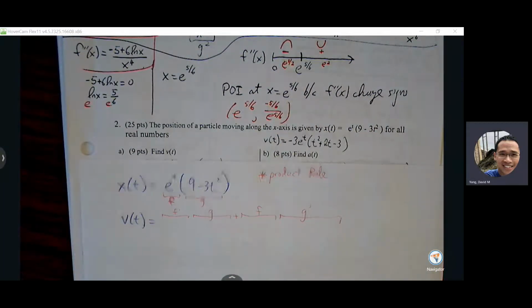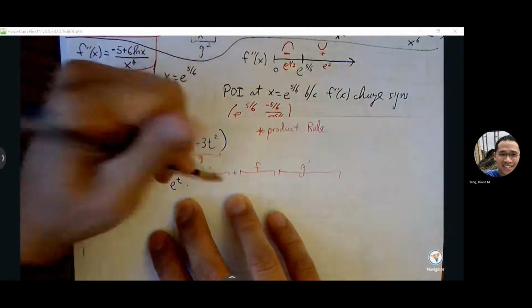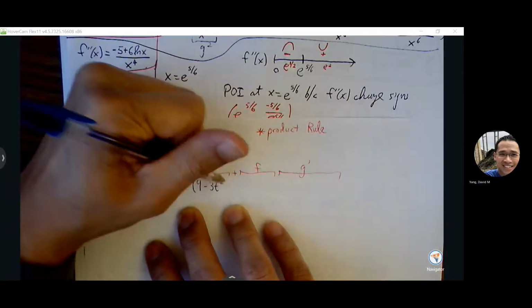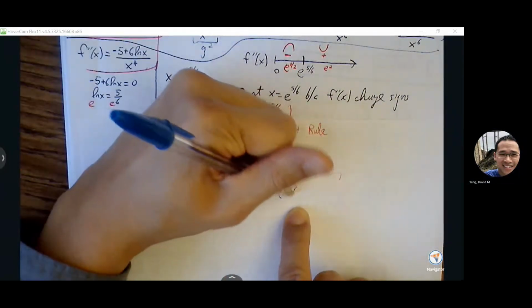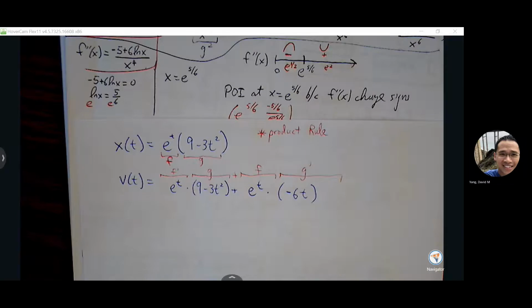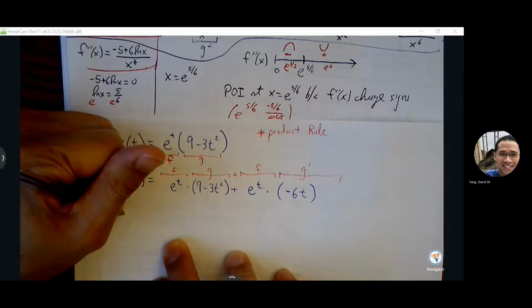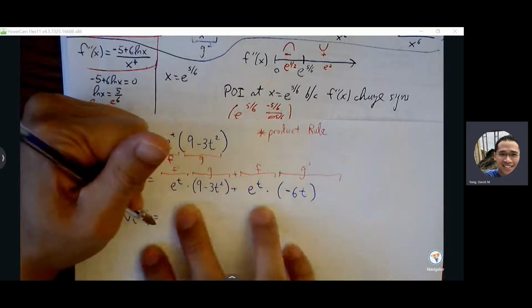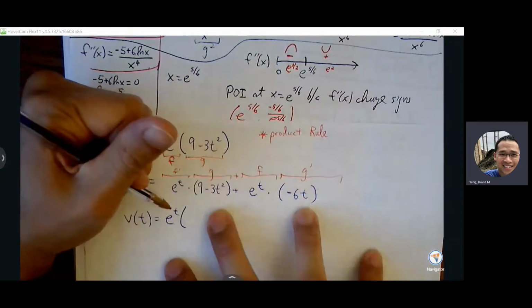F prime g plus f g prime. e to the t becomes just e to the t. f stays. Back to f, g prime. Do a little bit of cleanup here. I can factor an e to the t out from both of these terms. Makes it easier for me to merge some of these together here.